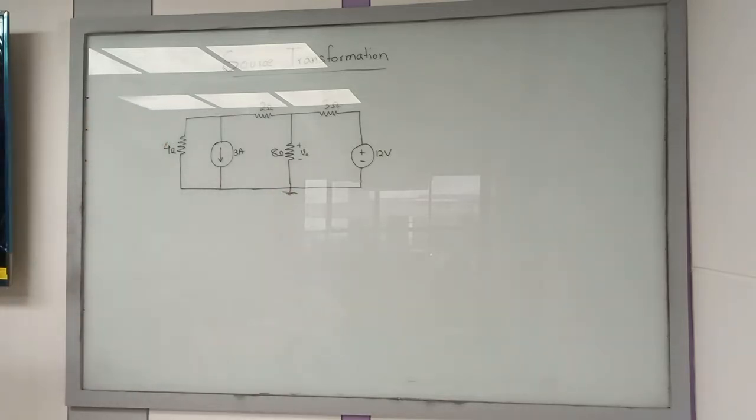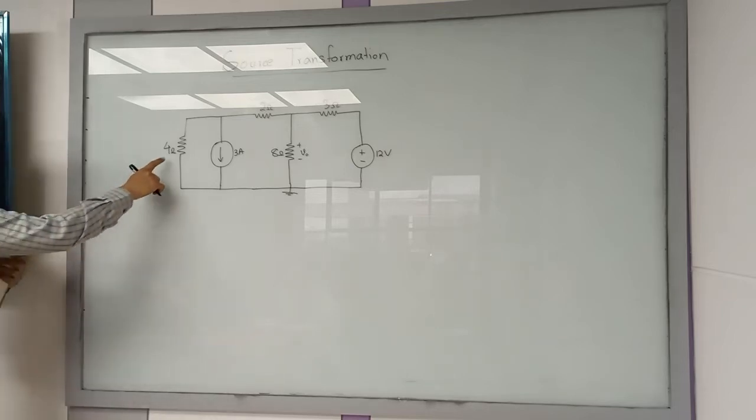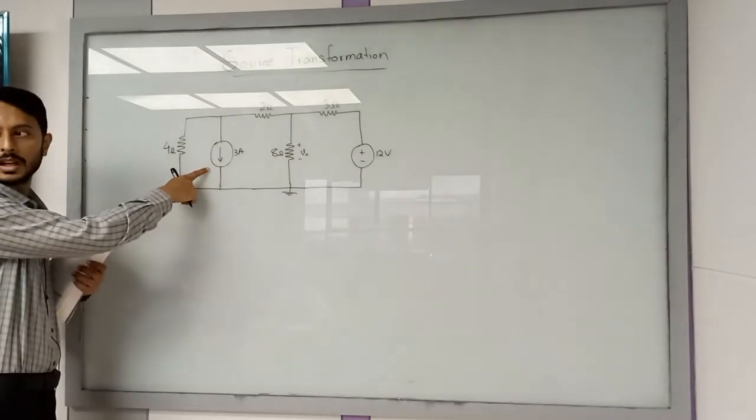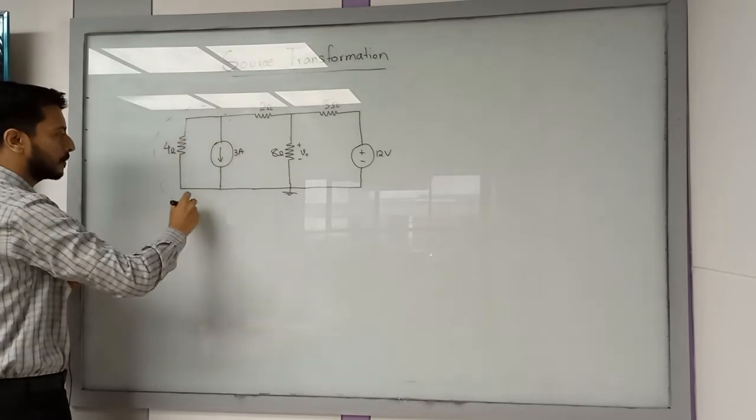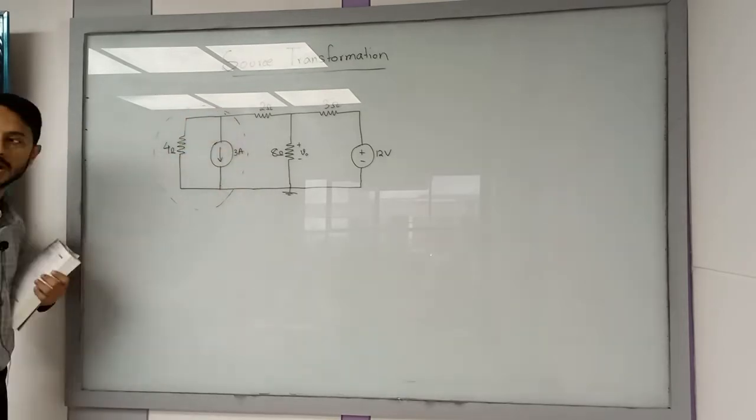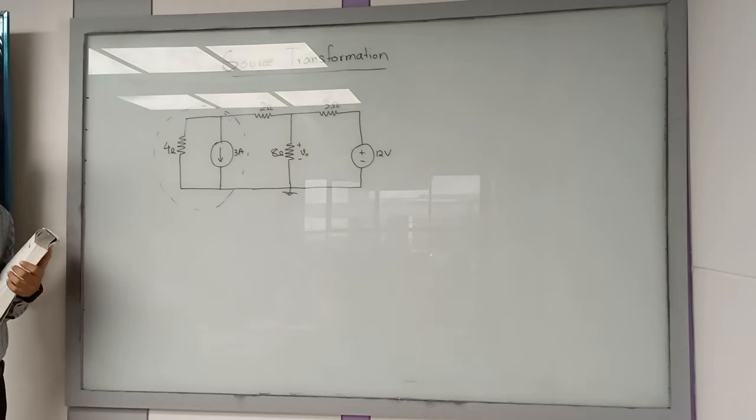So a circuit is given and you are told to use source transformation to find V out, the voltage across the 8 ohm resistor. So you can simplify this circuit using source transformation. You see this resistor is in parallel with the current source over here, right? So you can replace this part by a voltage source and a resistor in series with it.